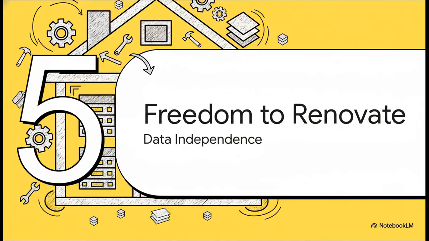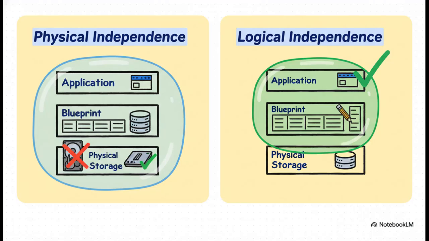And this brings us to the ultimate payoff. The whole reason we go through all this careful architectural planning. Why bother with all these layers and models and blueprints? The answer is one incredibly powerful idea: the freedom to renovate. This freedom is called data independence, and it comes in 2 main flavors.